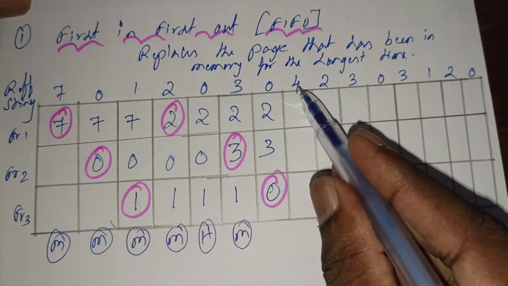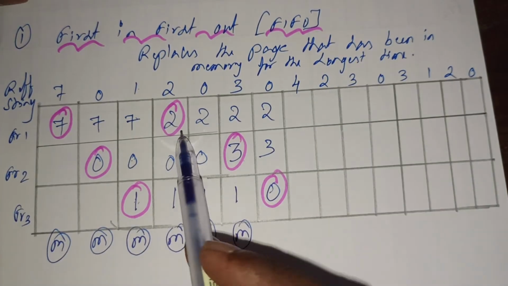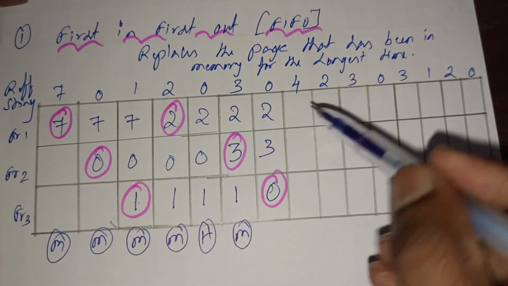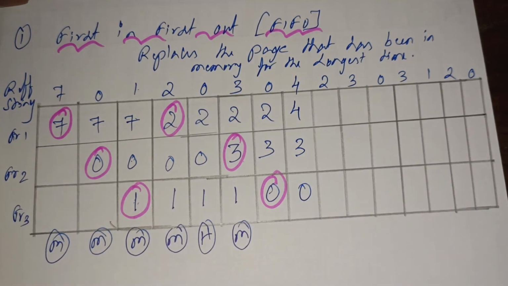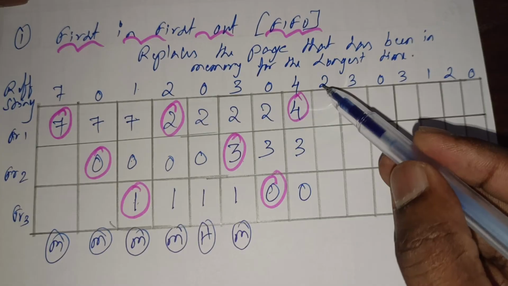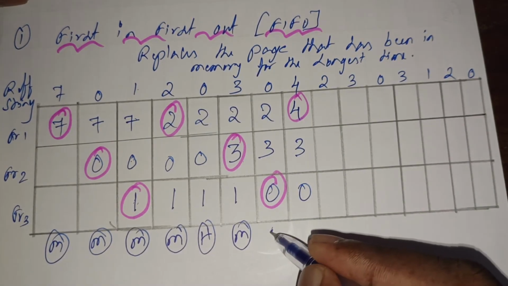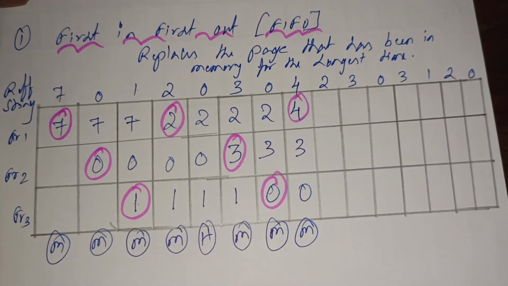Now the next page requested by the CPU is 4. Which frame can be replaced here? You can check it. 2 is staying here for the longest period of time compared to 3 and 0. See here: 4, 3, 0. So 4 has recently arrived. Next, 2 is called again. 2 is not in this frame, so this is also a miss.